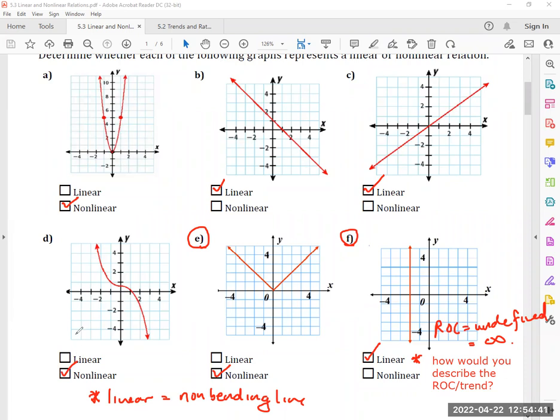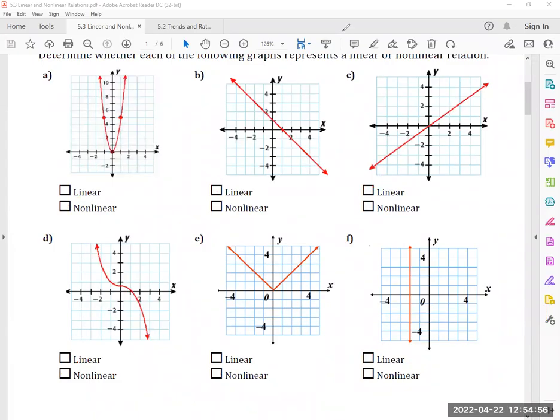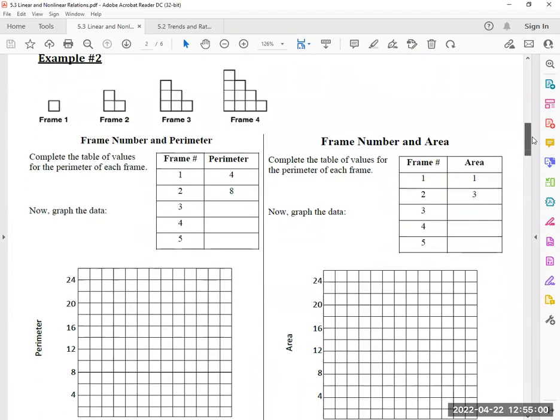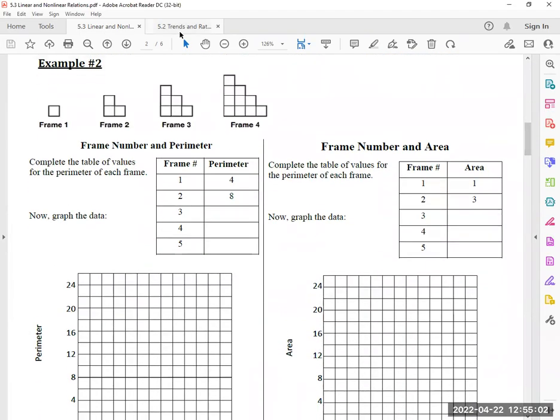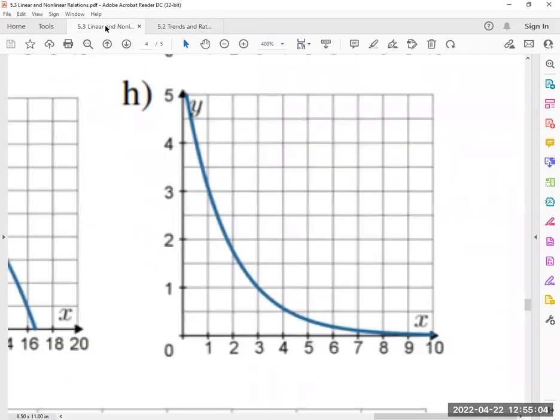Let's move on. So what are we more focused on? We're clearly going to focus more on the linear aspect of things. So my question again is, how do you know if something is linear or not without a graph? How do you know something is non-linear or not without a graph? I'm going to ask you to do some counting, please.